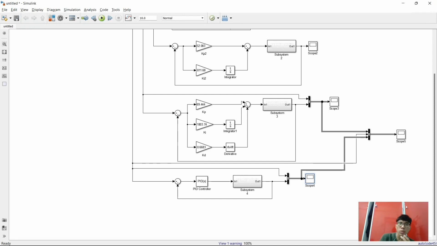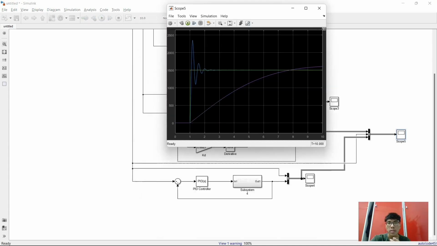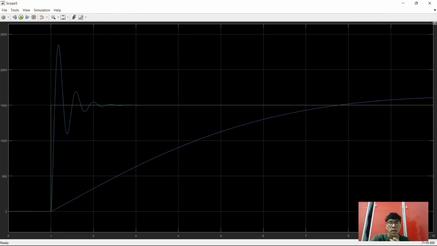The last one is we need to compare the manual versus the automatic tuning. As you can see here, this is the step response for manual tuning versus automatic tuning, and all the graphs that we have found, we must put in the report.